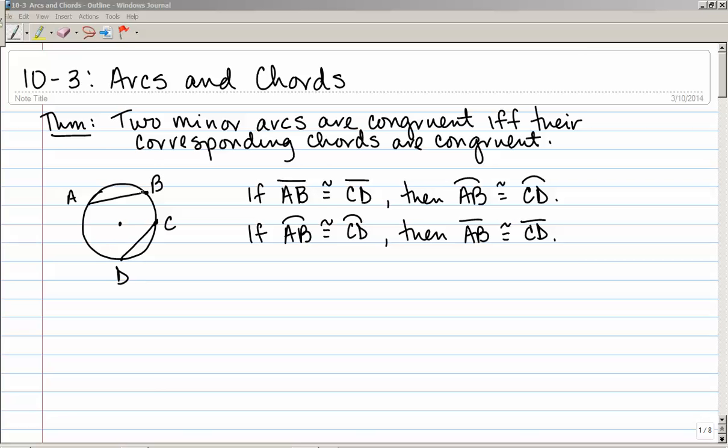Notice that chord AB cuts off this minor arc AB, and chord CD cuts off this minor arc CD. So if AB is congruent to CD, then arc AB is congruent to arc CD. And conversely, if the arcs are congruent to each other, then the chords are congruent to each other.